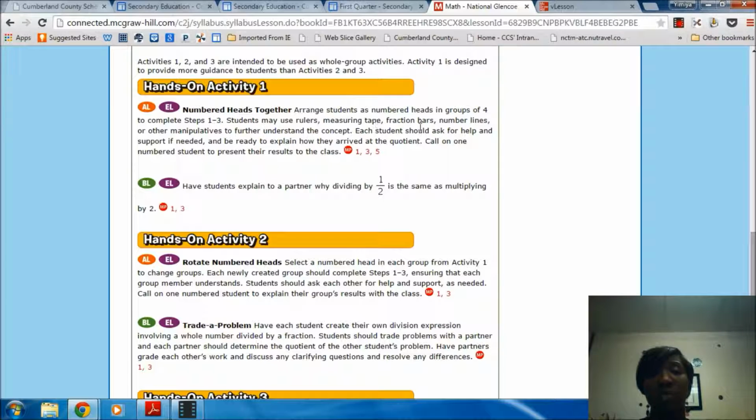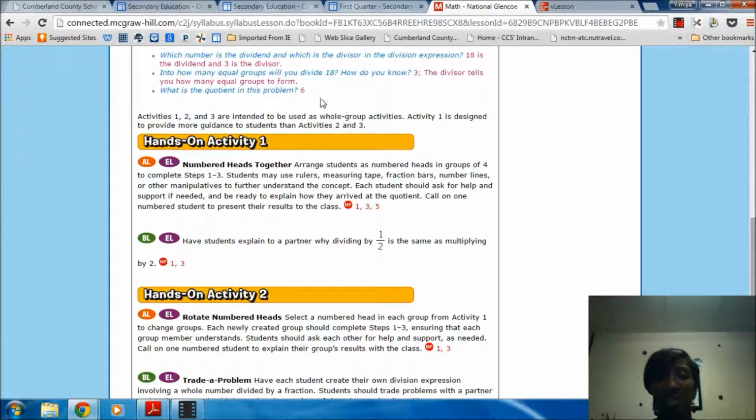Students can use rulers, measuring tape, fraction bars, number lines, or manipulatives to further understand the concept. So the important piece here is that you're not telling students what they can use. You allow them to enter the evaluation and the exploration of this problem on their own. It says here each student should ask for help and support if needed and be ready to explain how they arrived at the quotient. Same thing as you're walking around and students are engaged in this inquiry, don't give them answers. Ask them probing questions, just like the question that was asked here.